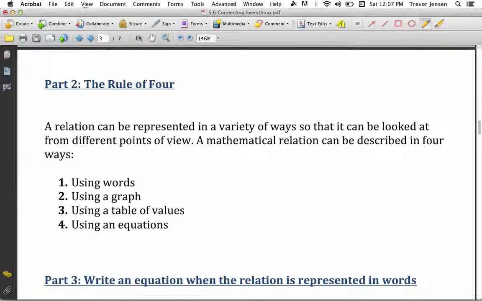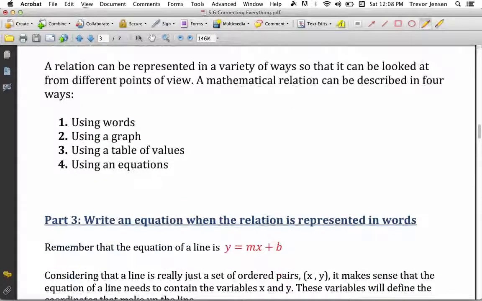Okay, so throughout this lesson, we're going to be working with the rule of 4. A relation can be represented in a variety of ways, so it can be looked at from different points of view. A mathematical relation can be described in 4 ways. We can describe it using words, using a graph, using a table of values, and using an equation. So we're going to start off by writing an equation when the relation is represented in words.